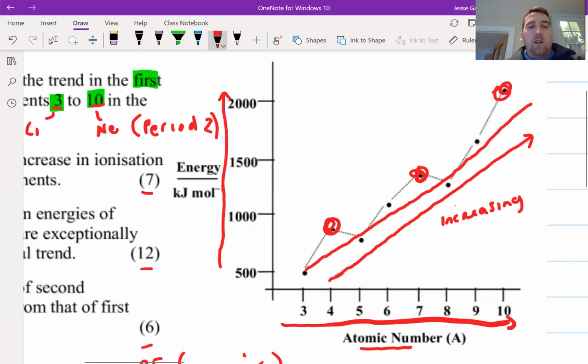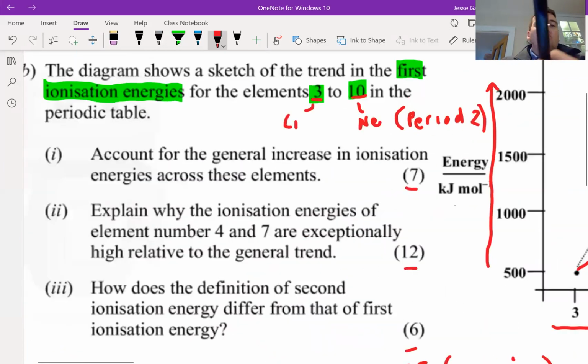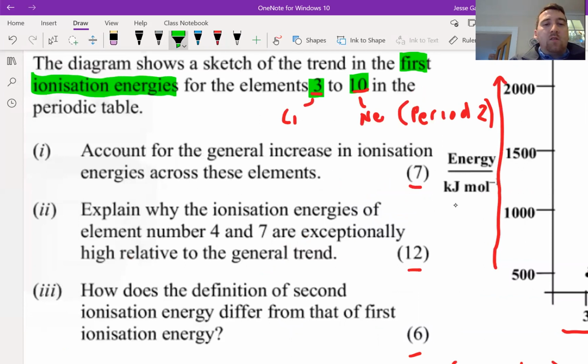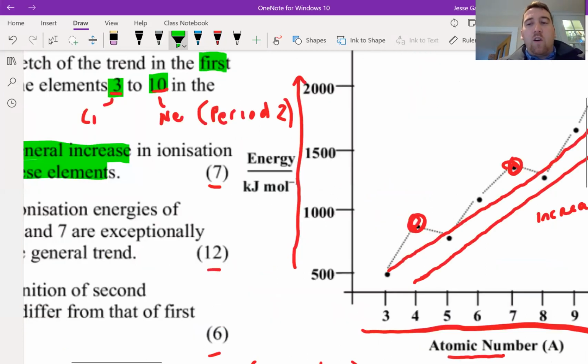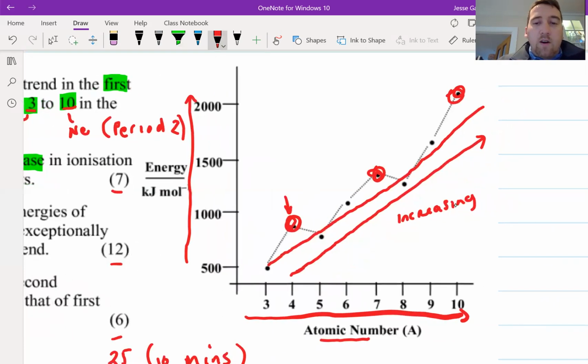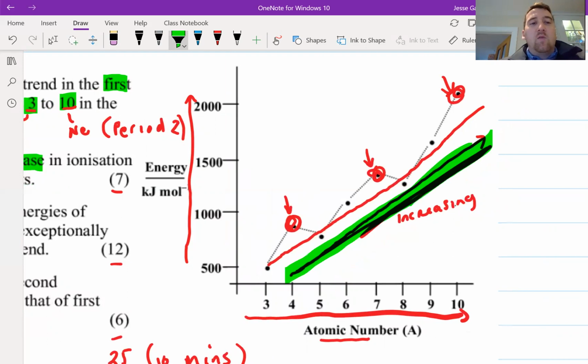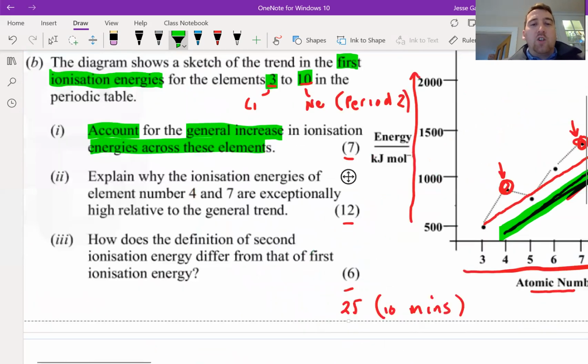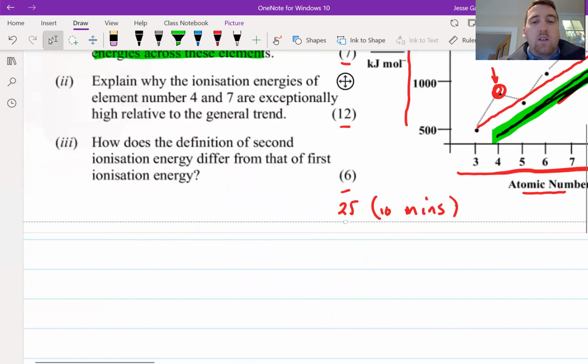But let's go back to the questions. Look what it says. It says account for the general increase in ionization energies across these elements. Now, it's not asking you to refer at this stage to these specific things. It's asking you about this slope here, the general increase. Account for that. So in other words, why do first ionization energies increase across a period?